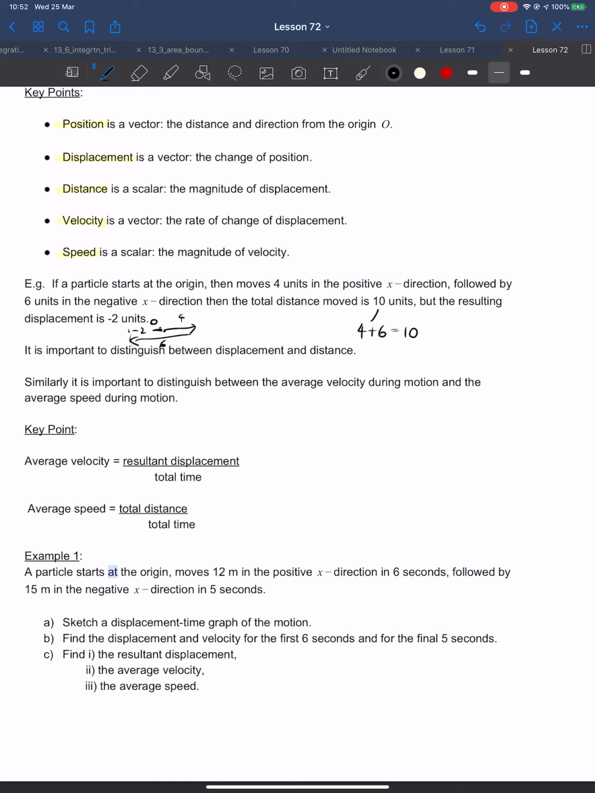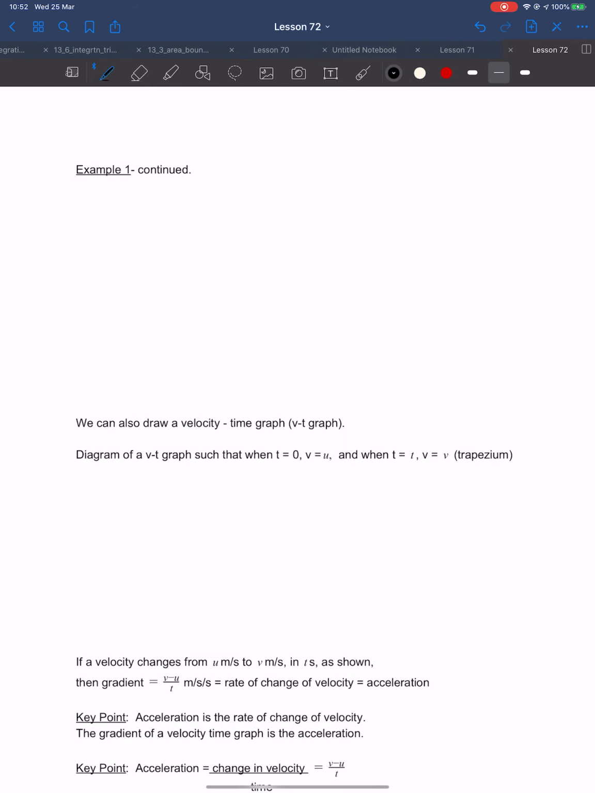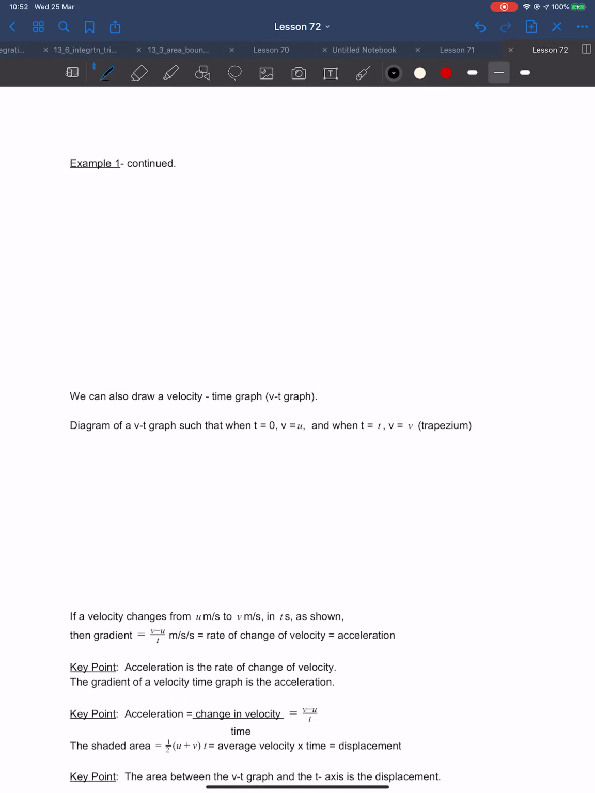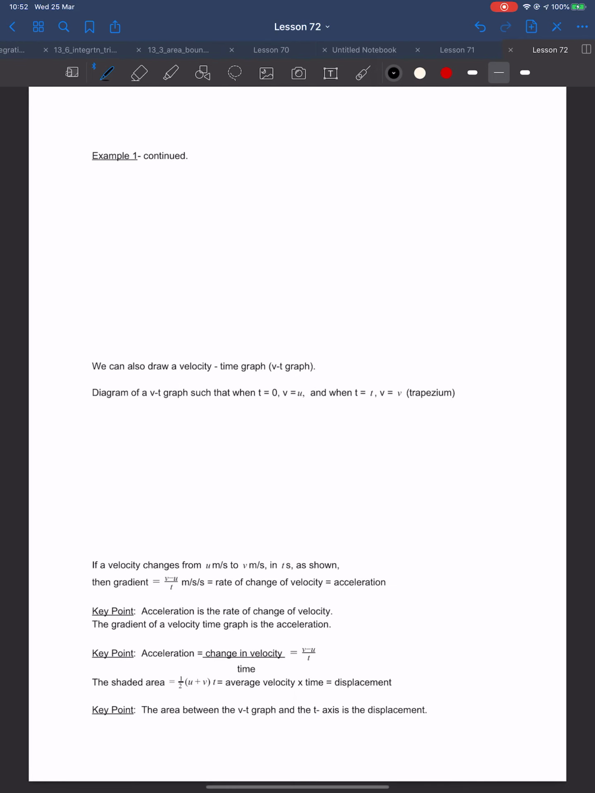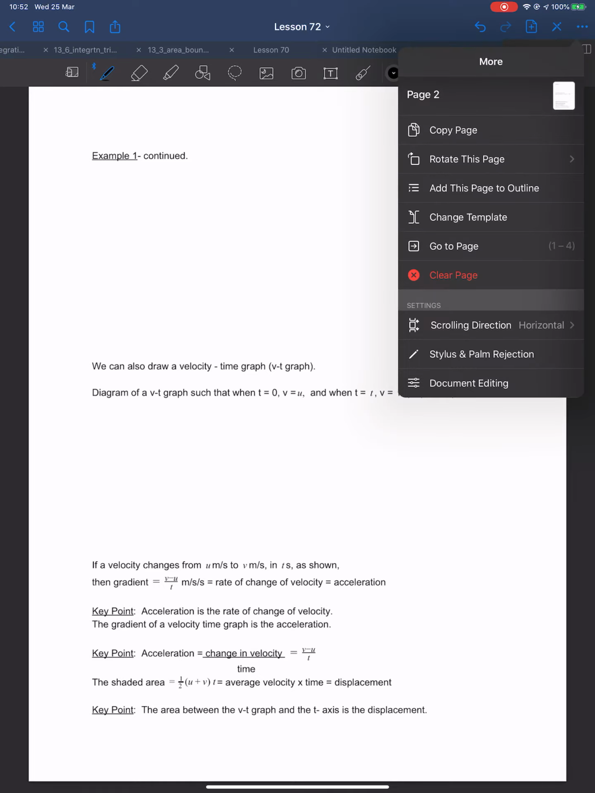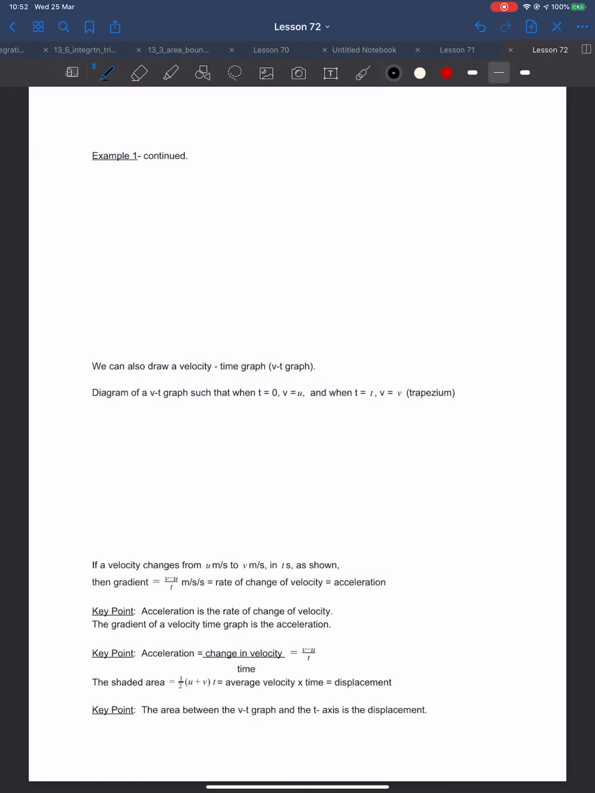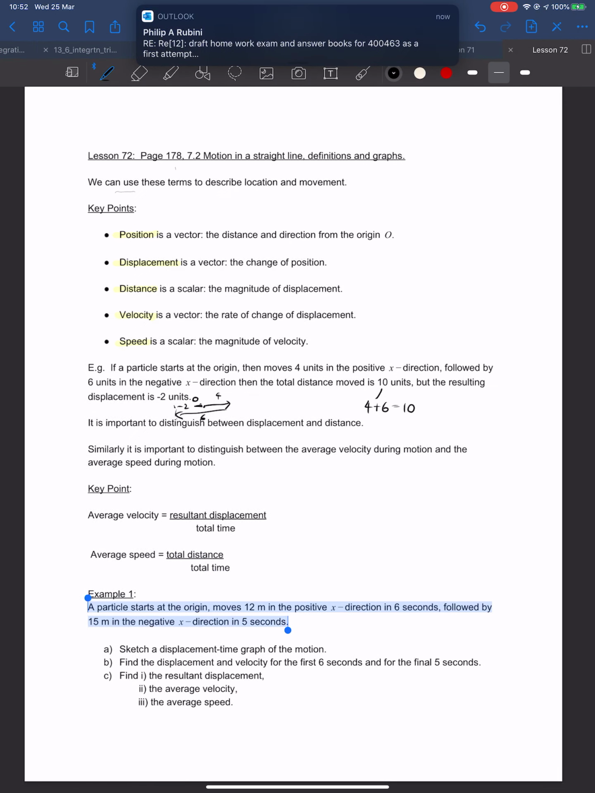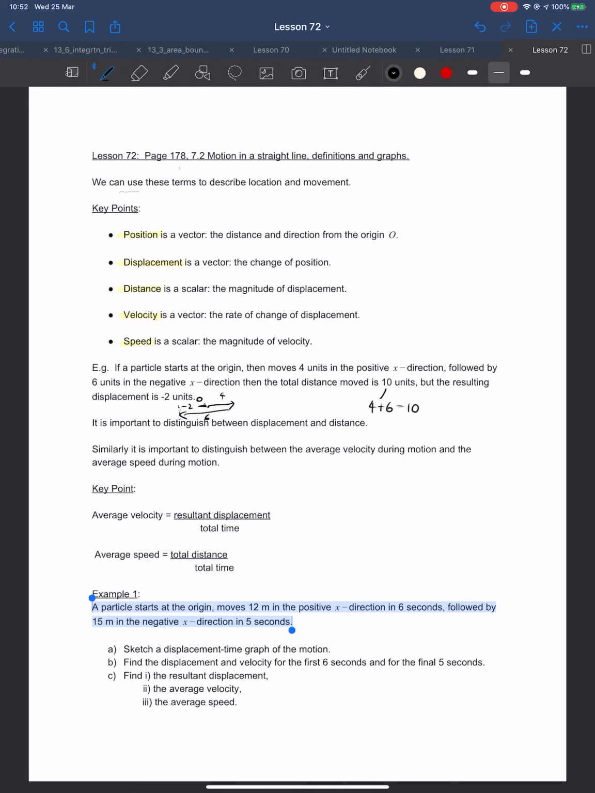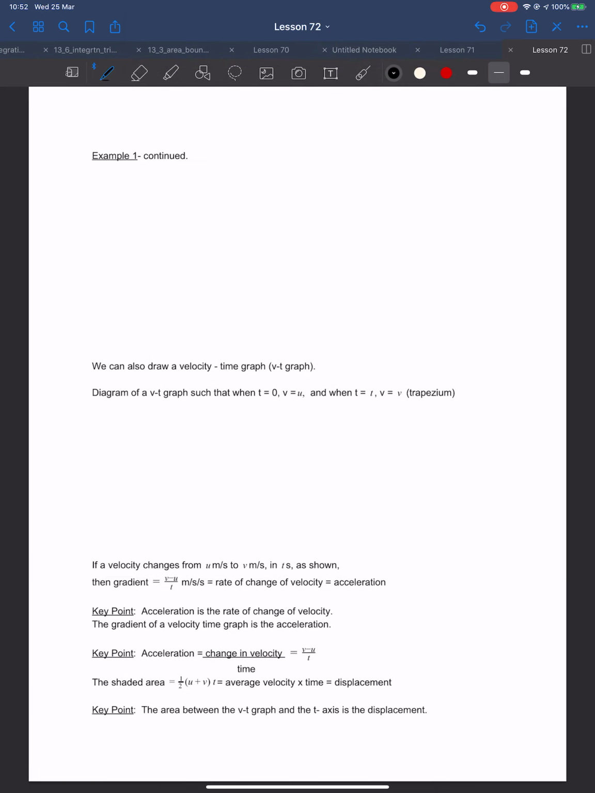Okay, I wonder if I can copy this across to the next page. Copy. Let's put that up there. Nope. I'll just try and do this because it'll help if I can do it. I'll just leave it. I'll just flick backwards and forwards just so that we don't waste lots of time. Right, sketch a displacement time graph of the motion.